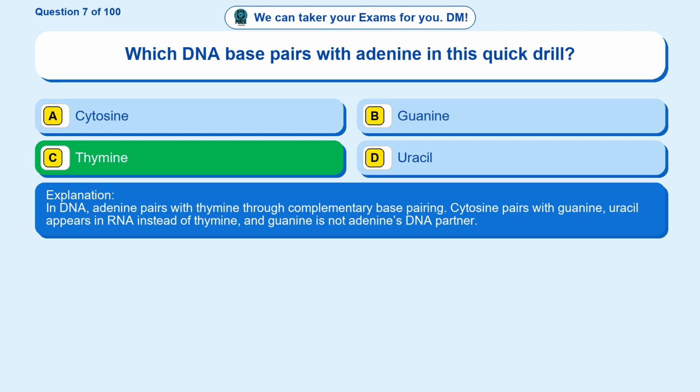Cytosine pairs with guanine, uracil appears in RNA instead of thymine, and guanine is not adenine's DNA partner.